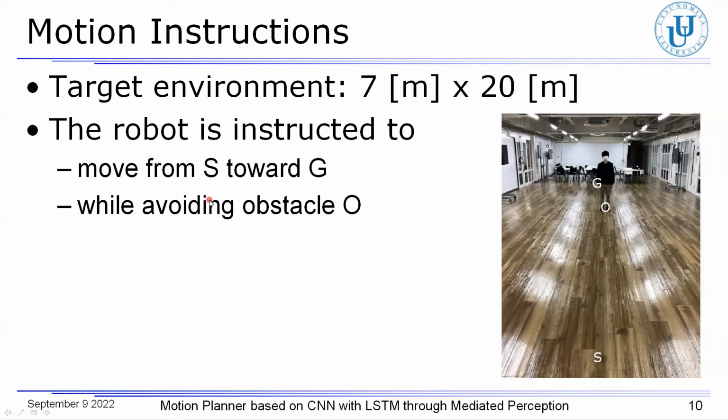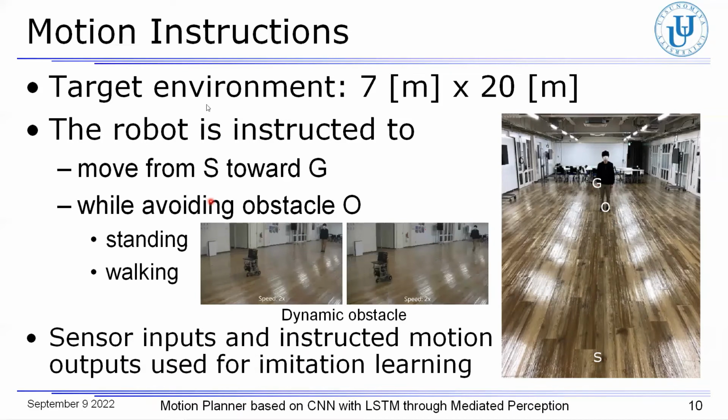And the robot is instructed to move to avoid the obstacle as can be seen in these movies. During the motion instructions, the robot registers the sensor inputs and the instructed motion outputs. These datasets are used for imitation learning.